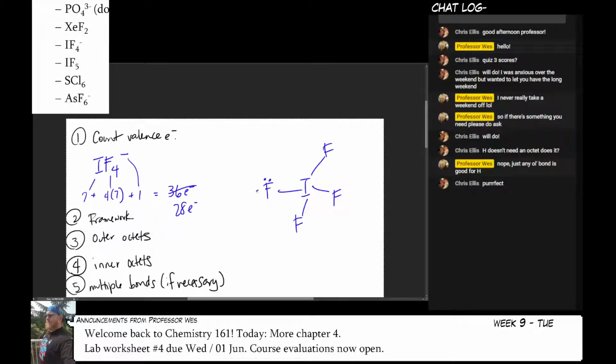And then I would fill my outer octets, so 6, 12, 18, 24. Means I have 4 left. So I'm going to put the last 4 on iodine. There you go. It is an ion, so we'll go like this. And we're all set.